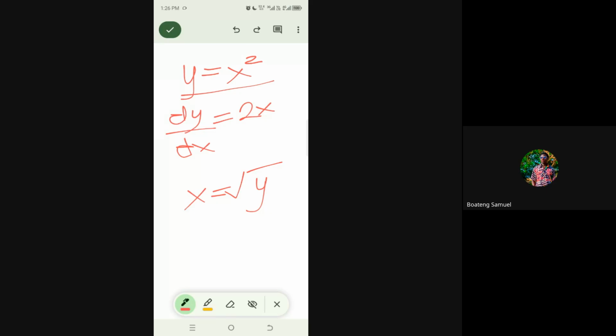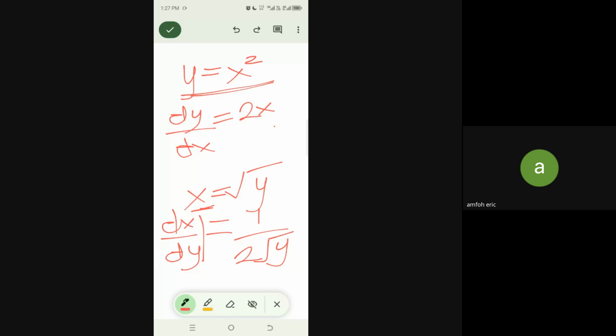So we want to reverse it so that we can find dx dy. When you do it, it's easy to find your dx dy. This one was in this form, so we're able to find dy dx. And this one, I want to do it so that x becomes the subject, so that we find dx dy. And when you differentiate, you get 1/2 root y. Do you agree?